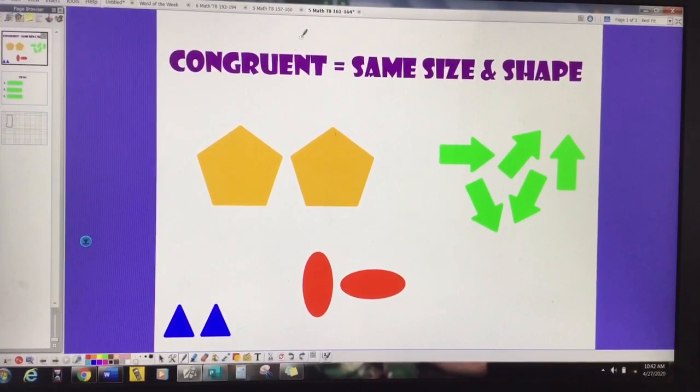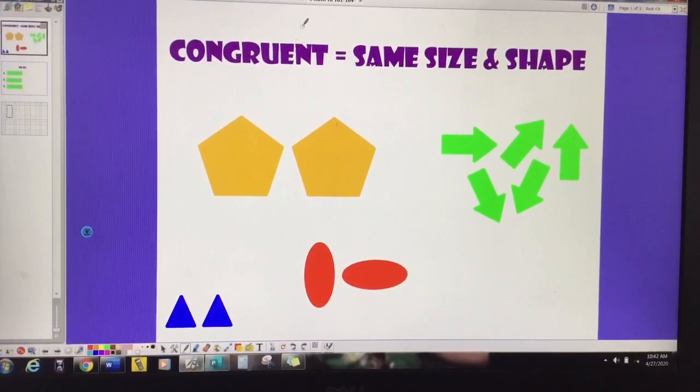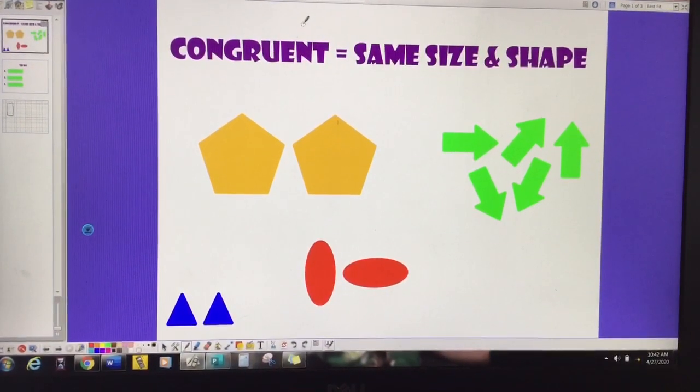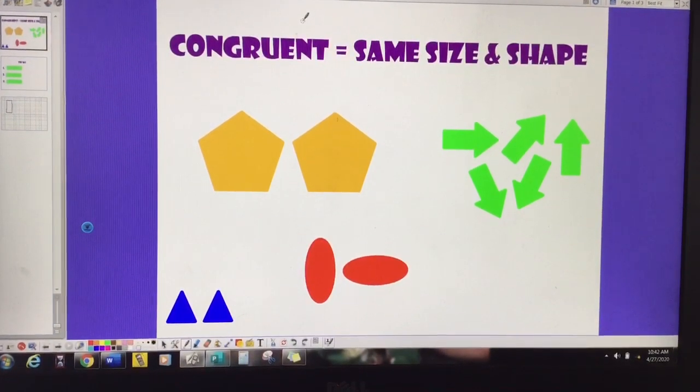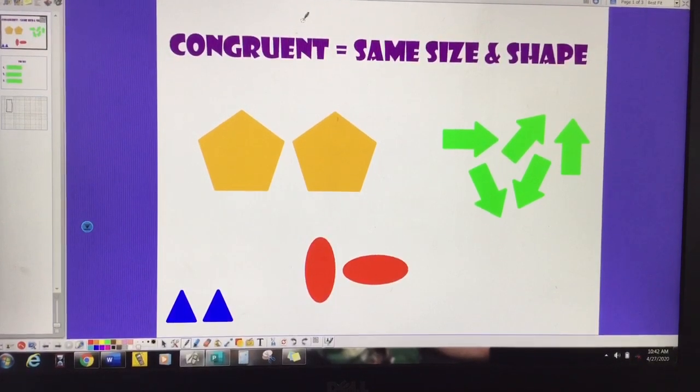Hey, fifth grade, we're in the workbook on page 95. The first three ask you to circle all of the figures that look congruent. Okay, congruent is an awesome fancy term that means the exact same, the same size and shape.